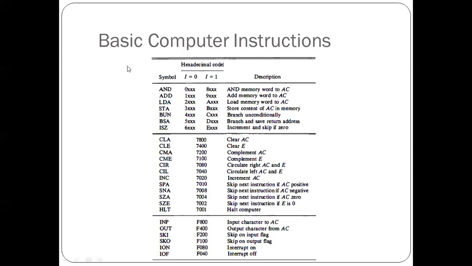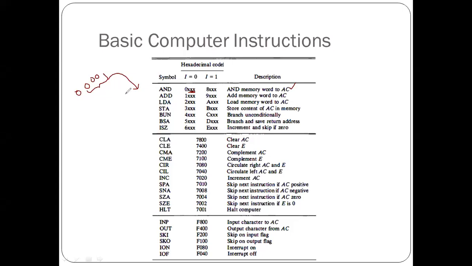See, upper 4 bits. If I is equal to 0, the next 3 bits decide the opcode, right? If it is 0, 0, 0, it refers to the AND operation. We are performing a logical AND operation with a memory word whose address is available in these 12 bits. Between that word and your accumulator, a logical AND operation is performed and the result is stored back to the accumulator. That is the operation.